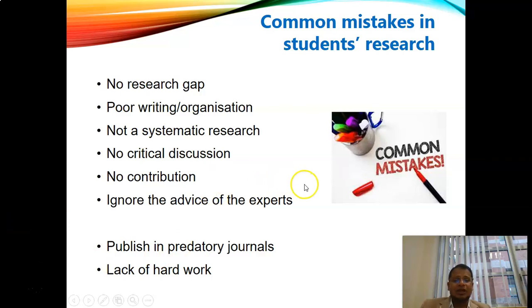So now I would like to mention some of the mistakes students make or the limitations of students' work. In some cases, student research doesn't have a significant research gap, or no research gap is identified. The writing is very poor, organization is very poor. The research is not systematic. There is no critical discussion in the paper of why this is happening, or what the relationship with the literature is. No critical discussion, no contribution at all.